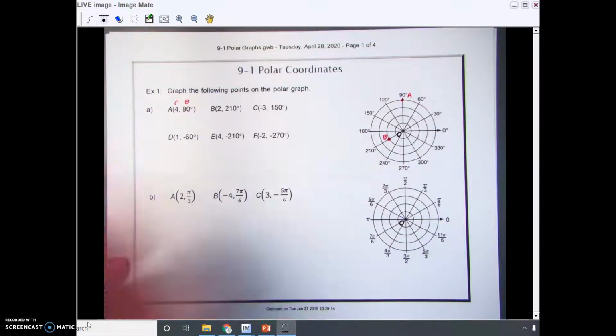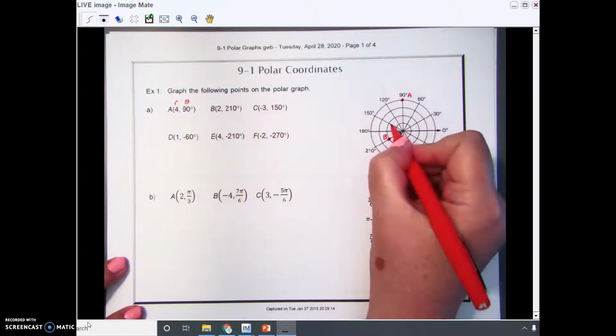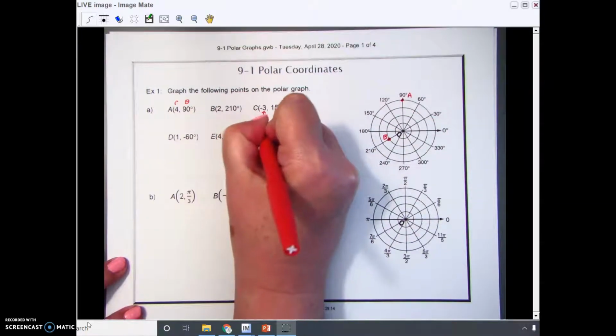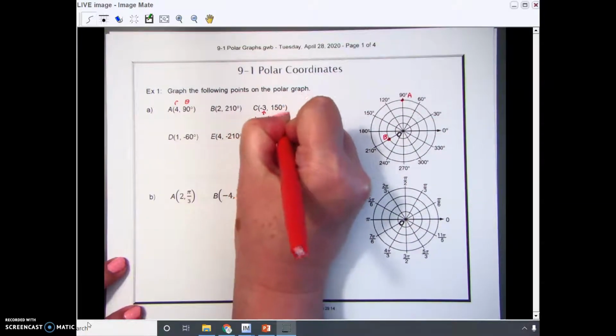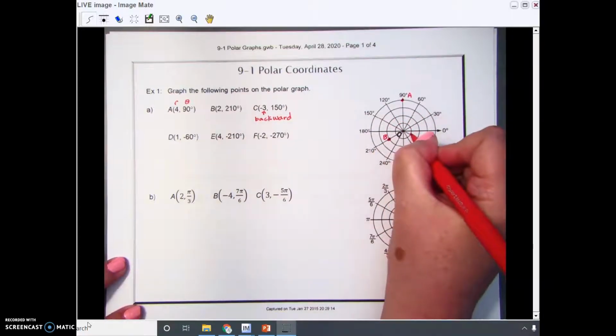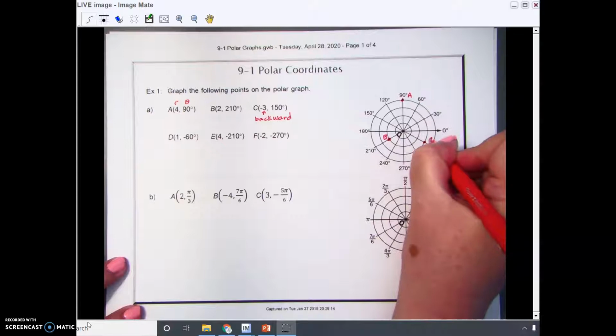And then for point C, it says go around 150 degrees. But instead of going forward 3, this means we're going to go backwards 3 units. So around 150, but then back 1, 2, 3 units. So this is point C.